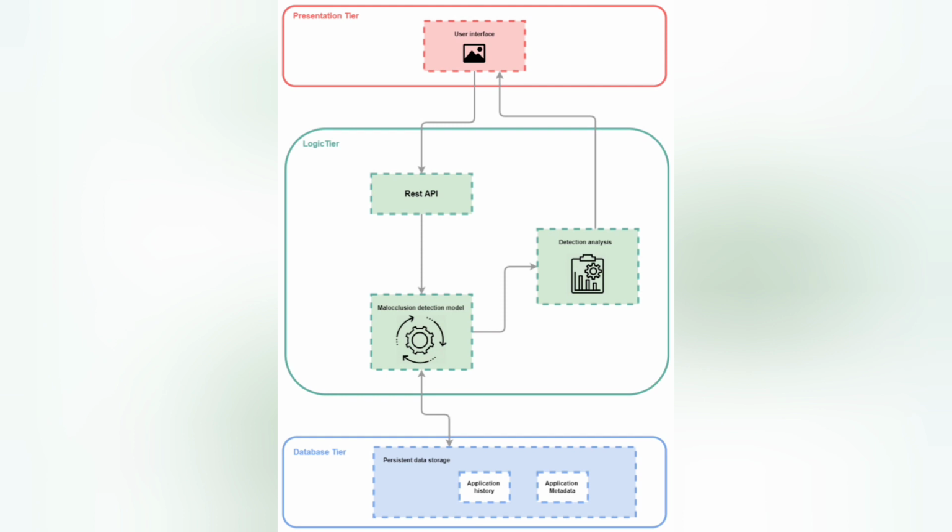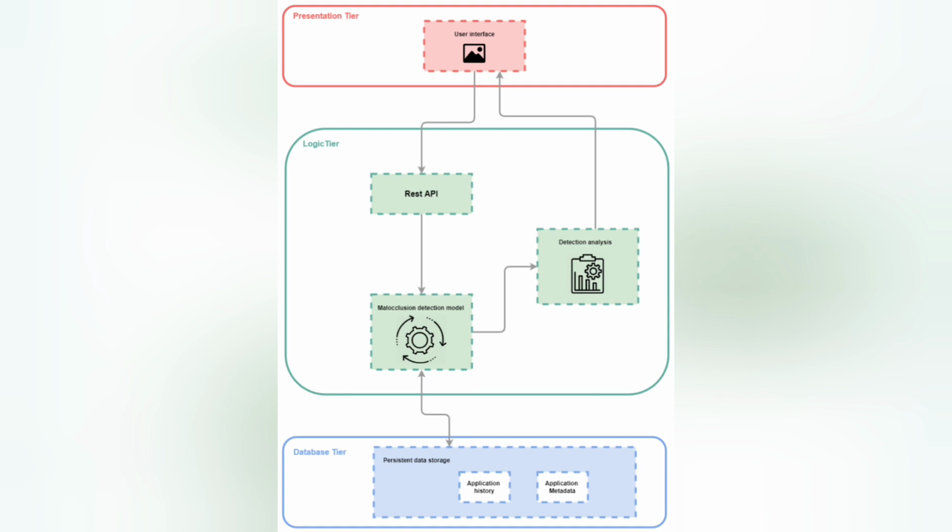After the user submits this information, it will be transferred by the REST API to the backend, and the backend will then import this image and the information into the malocclusion detection model. The model will be used to detect if the image contains a malocclusion or not. And after this process is completed, the results will come as the output.